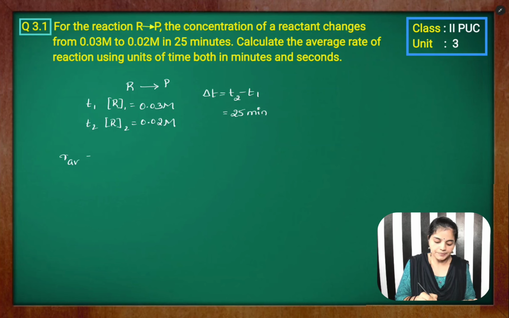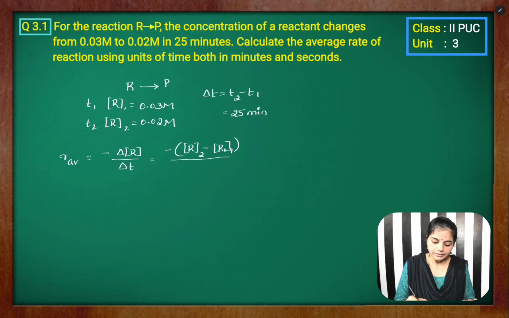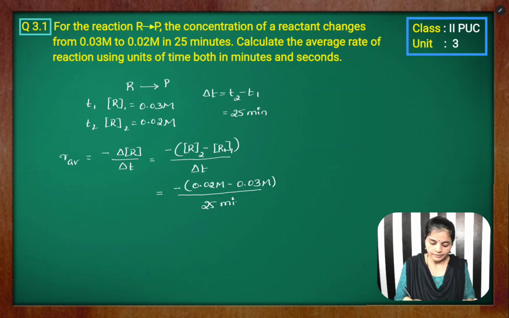So we have average rate is equal to minus delta R, that is the change in concentration of the reactants, divided by delta T, and this is equal to minus of R2 minus R1 divided by delta T. This is equal to minus of R2 is 0.02 molar, R1 is 0.03 molar, divided by delta T, that is 25 minutes. Subtracting 0.03 from 0.02, we get minus 0.01 molar, which has to be divided by 25 minutes.